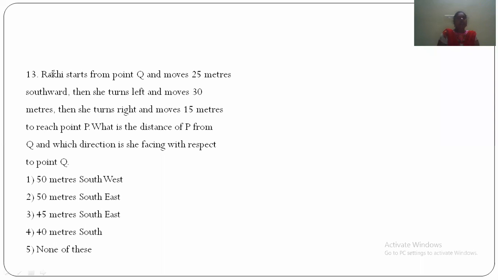Same thing, last one. Rocky starts from point Q and moves 25 meters southwards. He has started from Q and he has moved southwards 25 meters. Then he turns left. So from south, left means east direction, moves 30 meters. Then she turns right. East to right means she will move to the south direction and moves 15 meters to reach the point P.